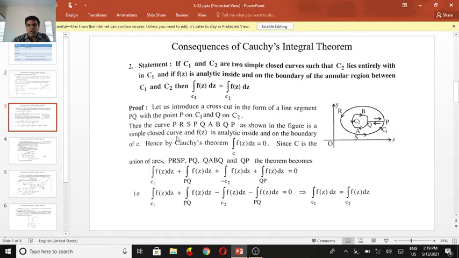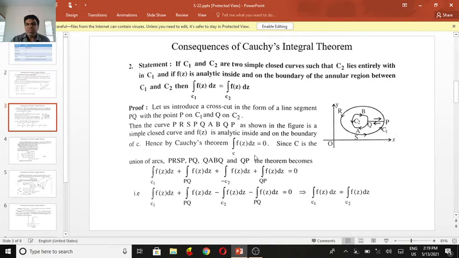So the simple closed curve, f of z is analytic inside and on the boundary C. Hence, by Cauchy's theorem, the integral of f of z dz equals 0. Since C is the boundary and f is analytic, Cauchy's theorem is satisfied: the integral over C of f of z dz equals 0.